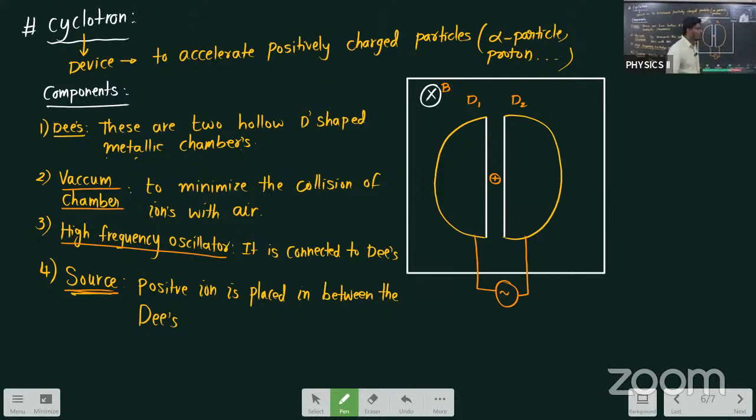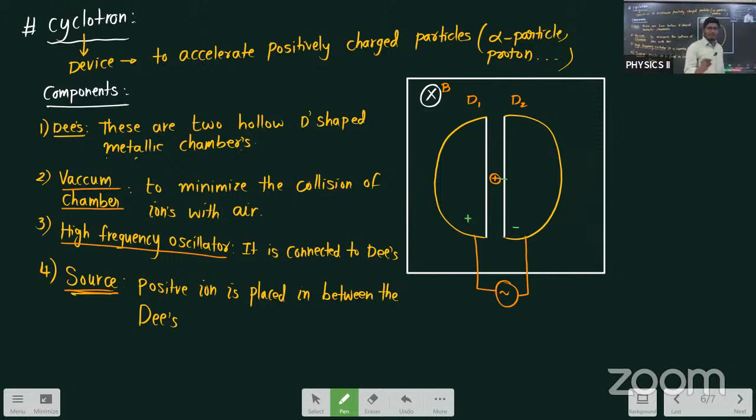Now carefully see here. Assume that this chamber has got negative polarity and this chamber has got positive polarity. And we have taken a positive source of ion. What will happen? Negative and positive charges will attract or repel? Attract. So this positive ion will move towards which chamber? D2. It will move inside D2.